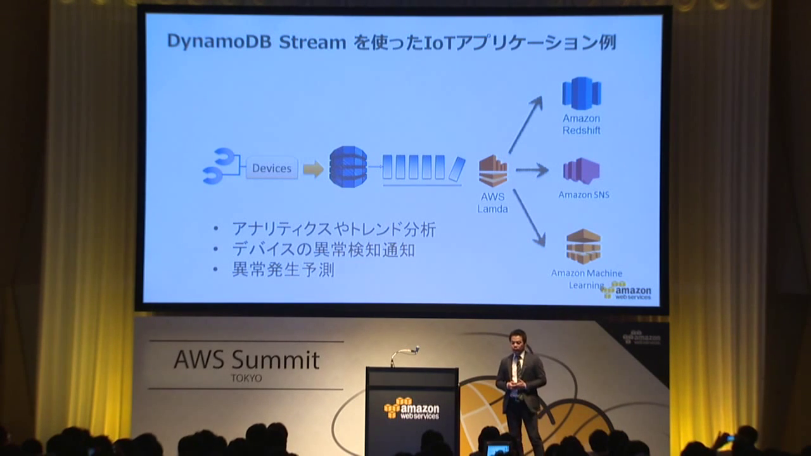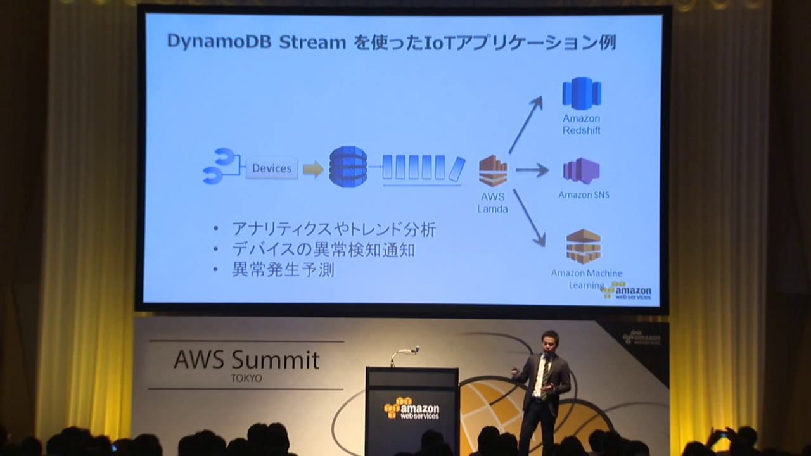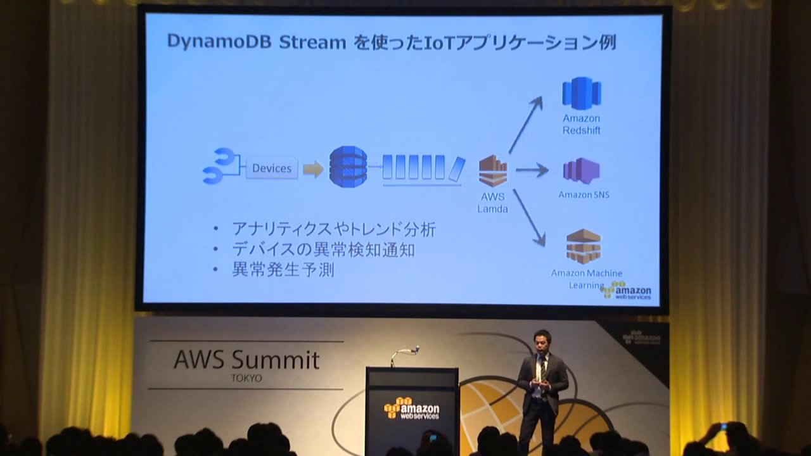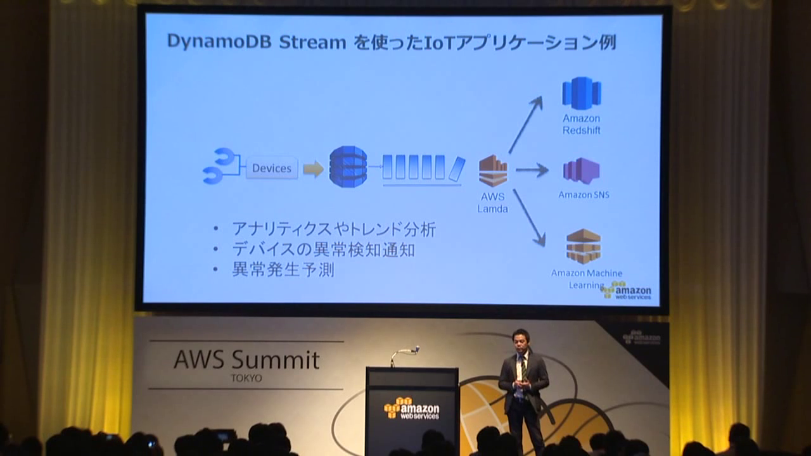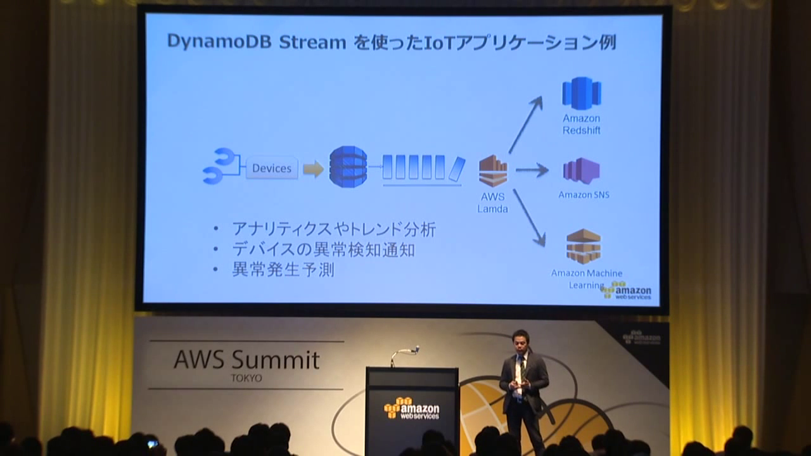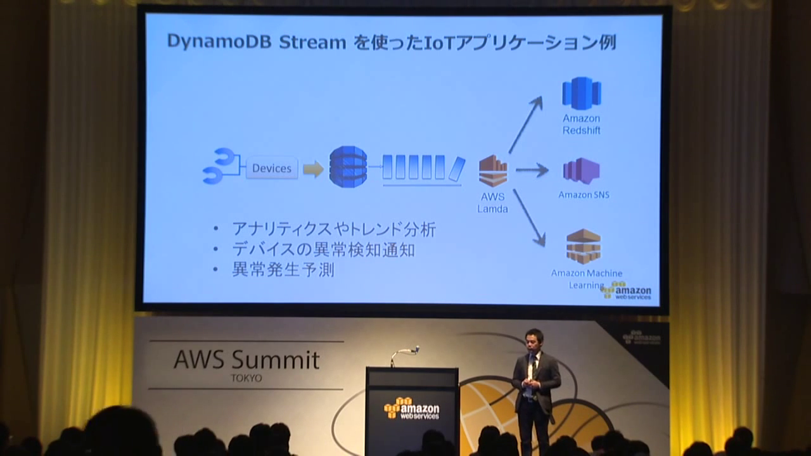From the devices, they store the information or data in DynamoDB, and then going through Lambda to Redshift or SNS or machine learning. They do the analytics or trend analytics, and also they are trying to identify the devices, and they can predict anomalies through machine learning.